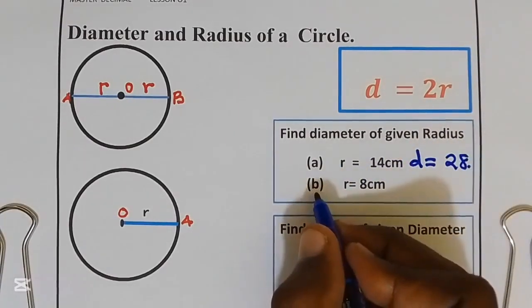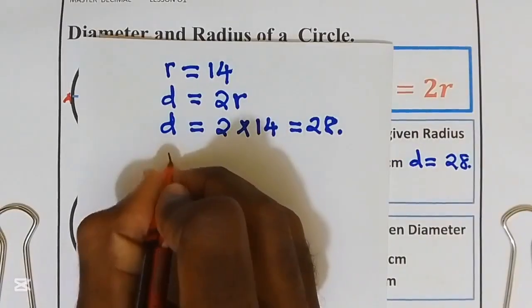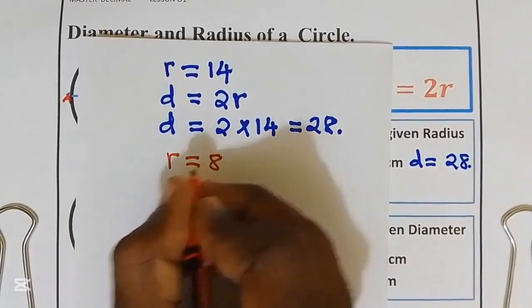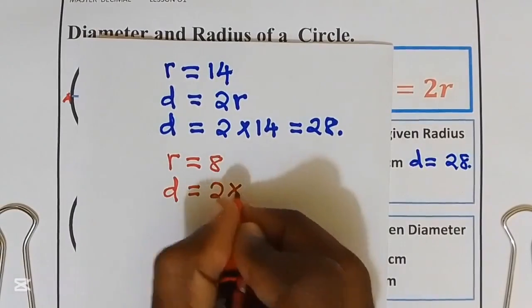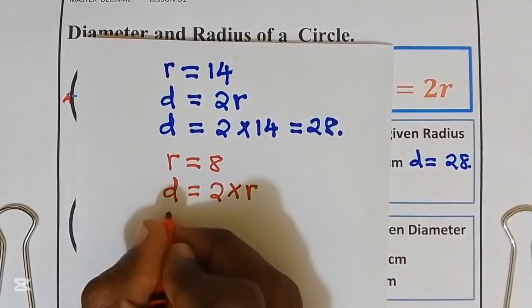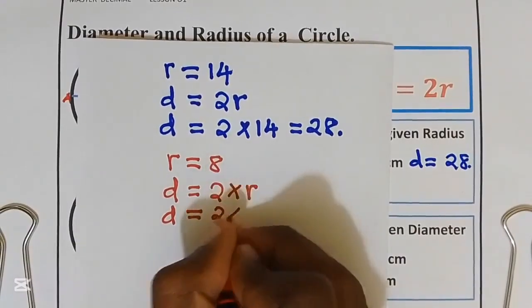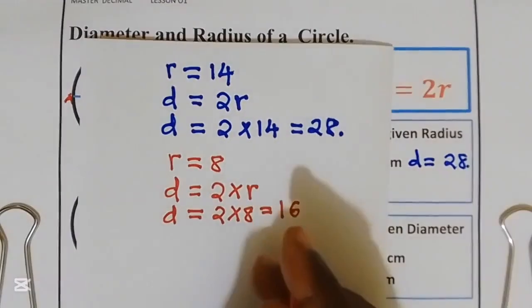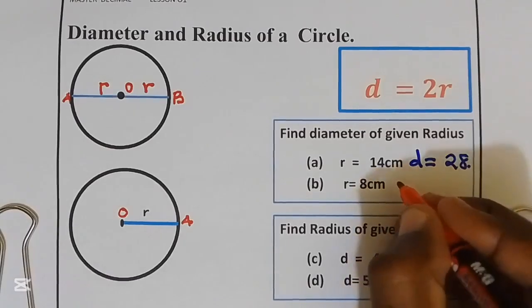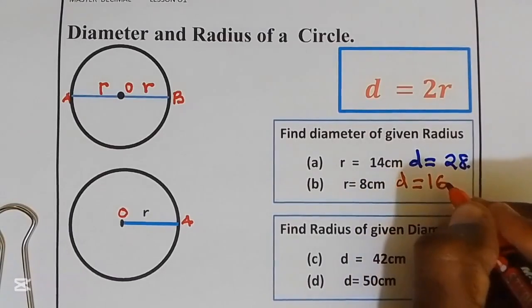Let's see B. They gave us radius is equal to 8. The radius is equal to 8, but we know diameter is equal to 2 times radius. Our diameter will be equal to 2 multiplied by 8, and we get 16. Diameter is equal to 16 units.